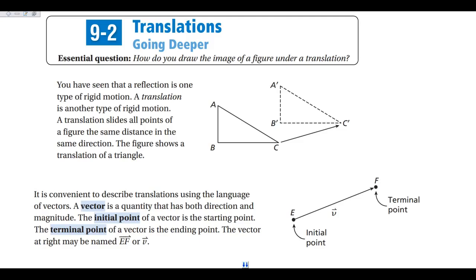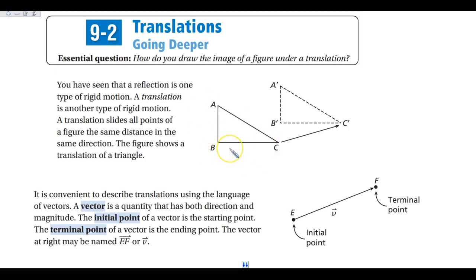Hey everybody, today we are going to continue our chapter on transformations with section 9.2, which is going to be translations. Yesterday we did reflections, which was a rigid motion, and translations are also considered rigid motions or isometries. Remember that an isometry or a rigid motion is any transformation that maintains the size and the shape of your preimage as it transforms onto the image.